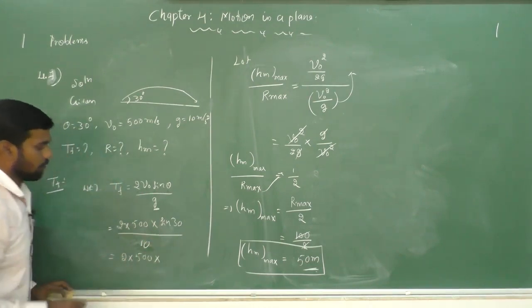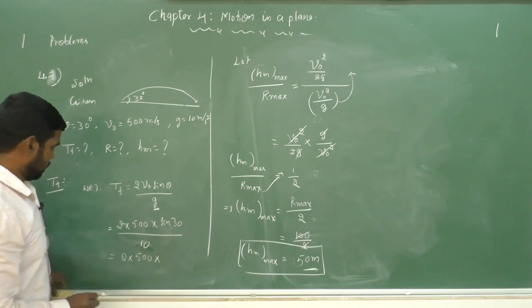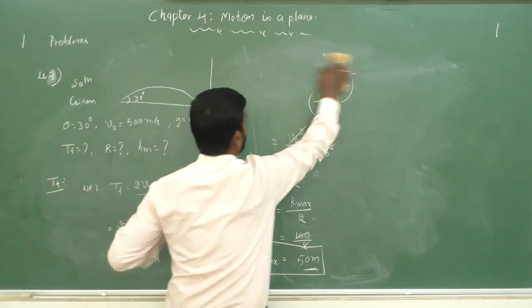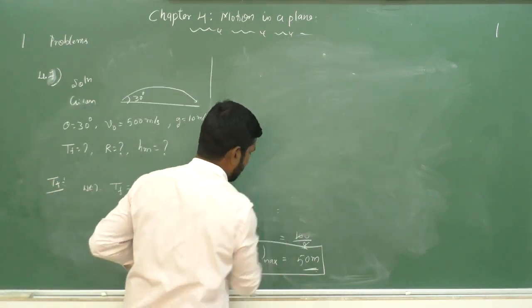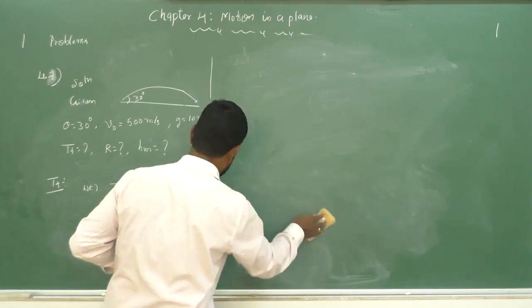divided by sin 30 value. We need to find out what the sin 30 value is. Okay, we will find out sin 30. In the previous session, we just found out what is the value of sin 30.